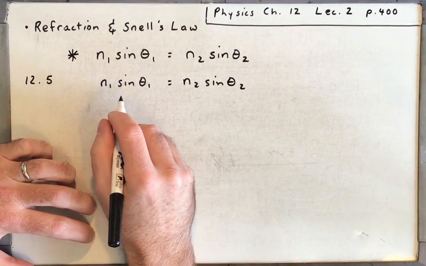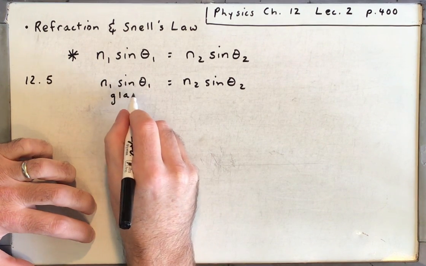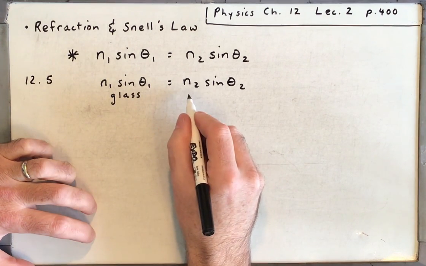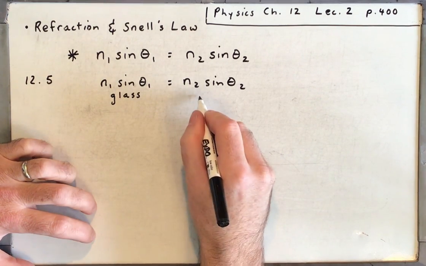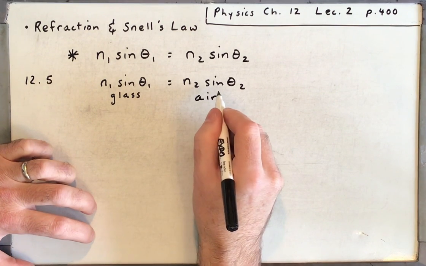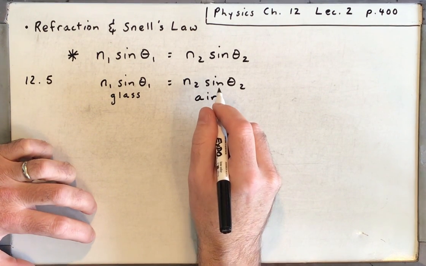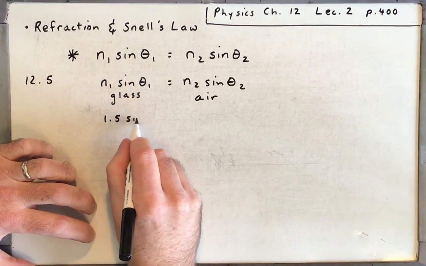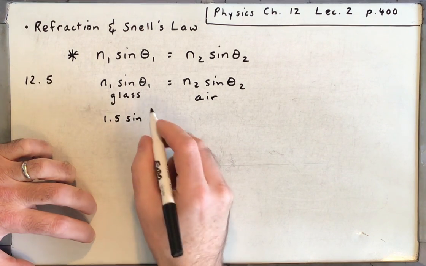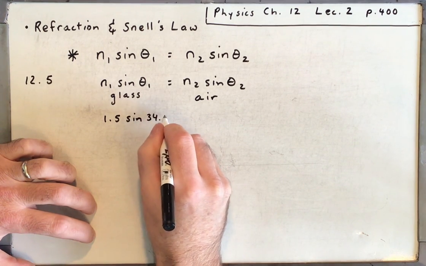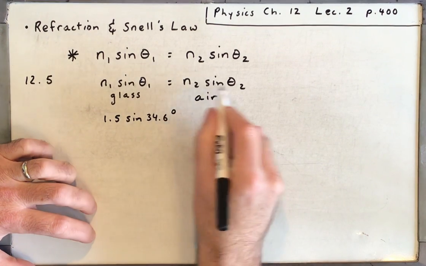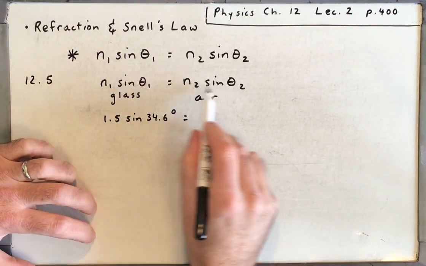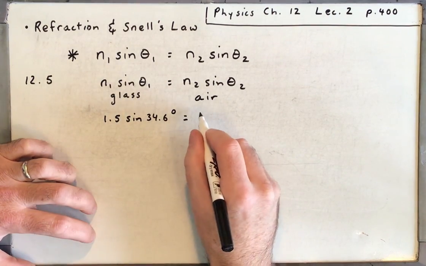We start out in glass, so that's n1. The light beam travels then from glass into air. So this time air is n2. So we have n1 for glass is 1.5, sine of the angle of incidence, 34.6. Okay, they can give you the angle of refraction and make you solve for the angle of incidence. That's fine, no problem. You're going to know 3 of these 4 unknowns.